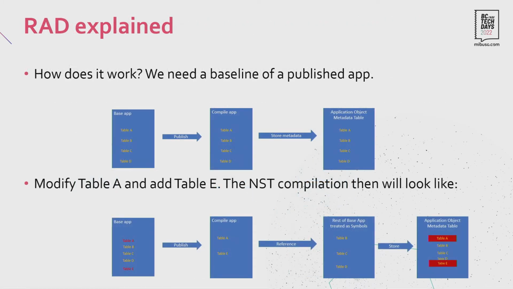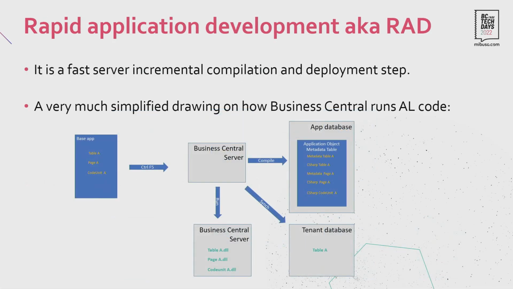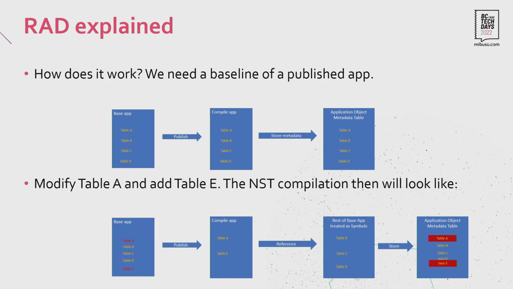Okay, so let's move to RAD. The important part here was that compilation will produce metadata and C#. So if we go back and take this scenario where you had a base app, then you published it on the server, then we compiled on the server, and we created metadata out of it. Yes, in a table called application object metadata table, which is an app table. It's not a tenant table, it's an app table.